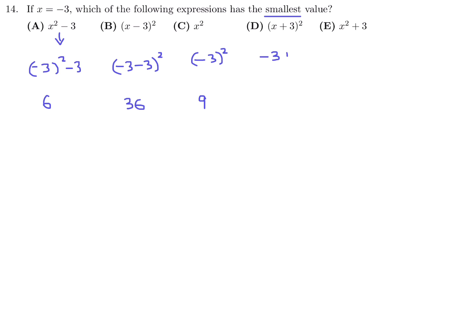Minus 3 plus 3 all squared, that looks like 0 squared, which is 0. Minus 3 squared plus 3 is 9 plus 3, which is 12. And of these numbers, the smallest is 0, and therefore the answer is D.